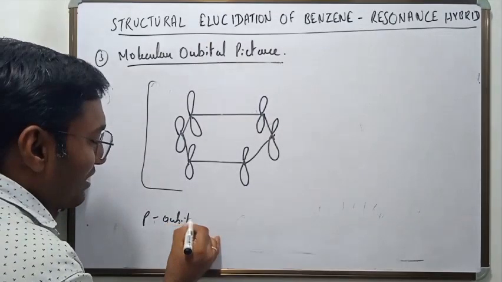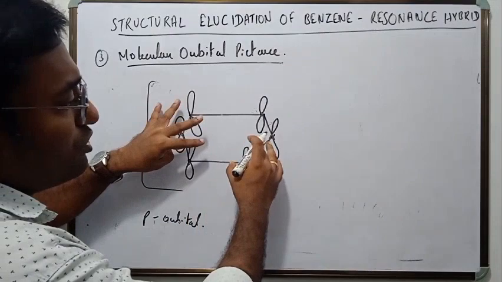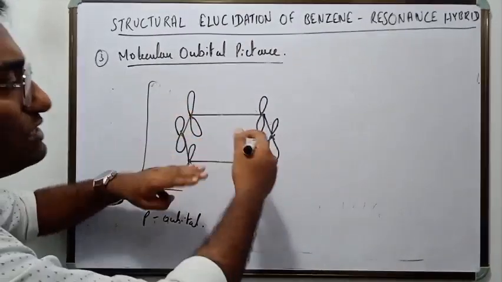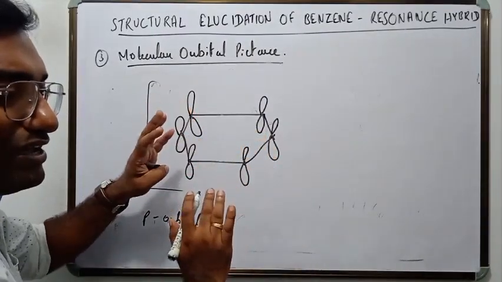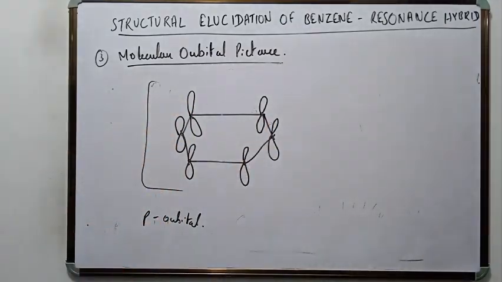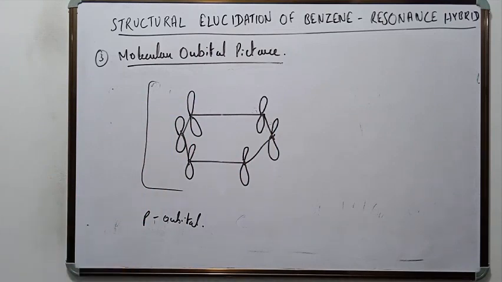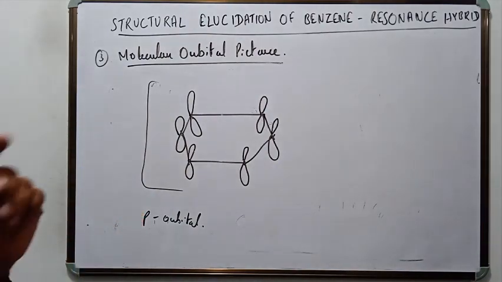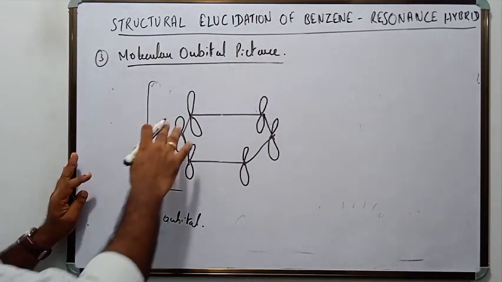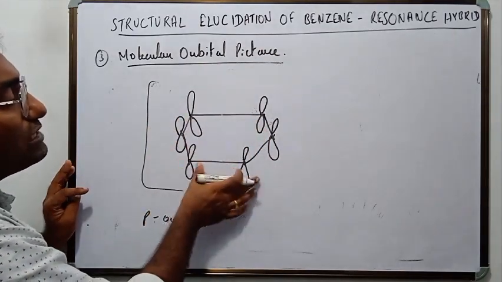Right? Now, think of a condition. If the benzene molecule is not planar, if it is twisted and bent, can the p orbitals overlap efficiently? No, that would not be possible. There may be overlapping, but efficient overlapping won't be possible. Because this is a planar structure, efficient overlapping can take place between p-p orbitals.